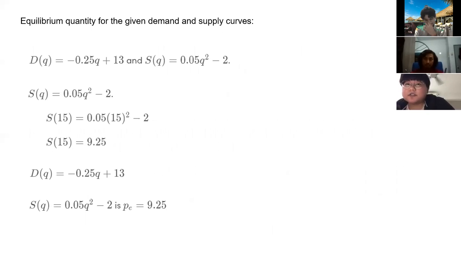The equilibrium price for the given demand and supply curves. So we can say D(Q) equals S(Q). Substituting into the supply S(Q) equals 0.05Q squared minus 2, P equals 9.25.